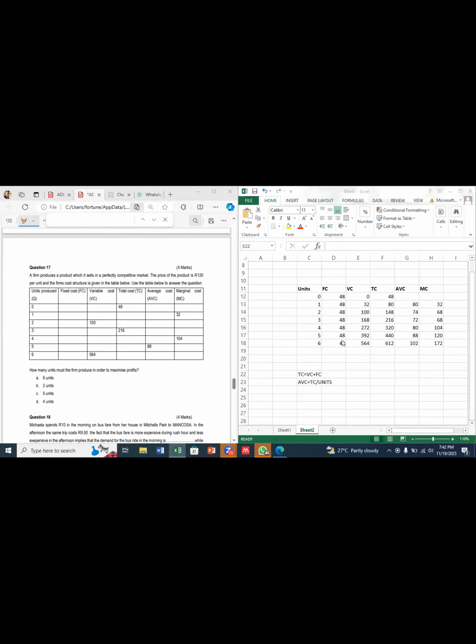Anyone would want to try? So, yeah, Fortune. So how I approached it, I said, okay, the price of the product is 120 per unit, so I just put 120 on all of them going down. If you could do that for me, please.